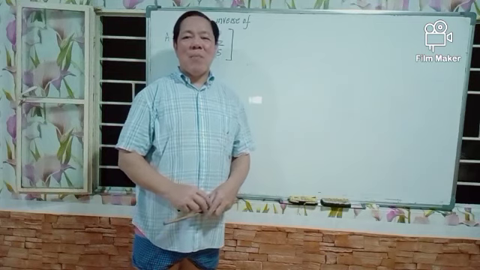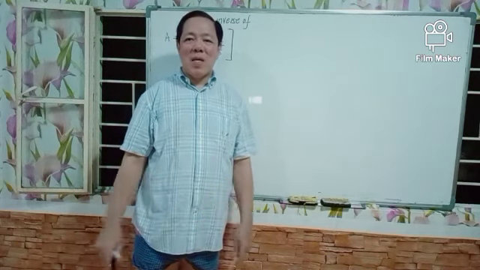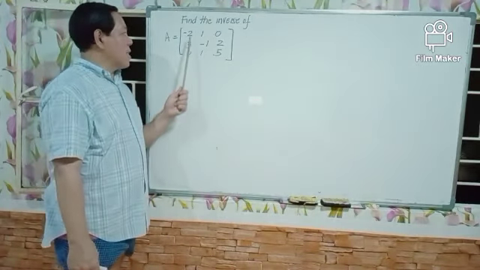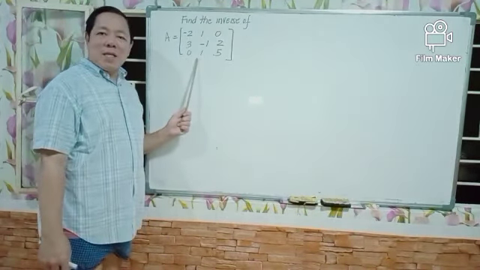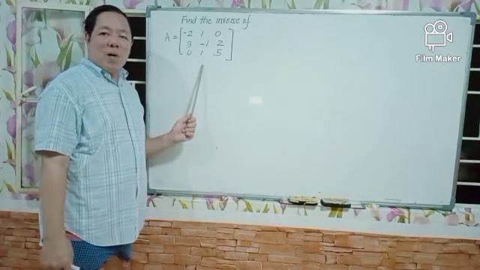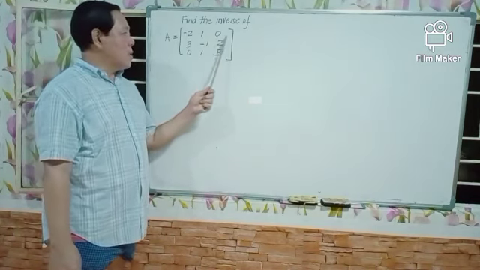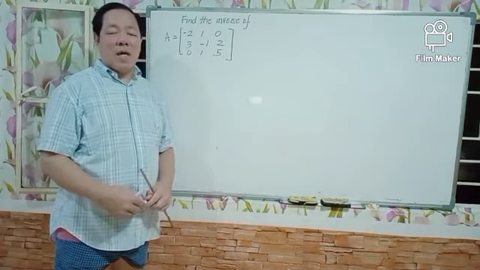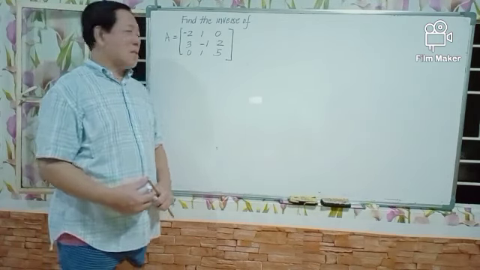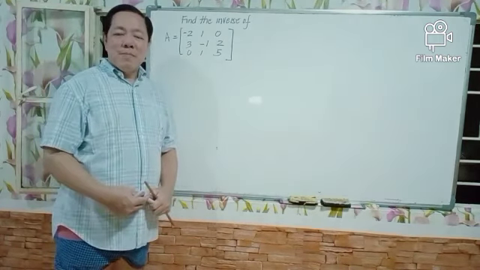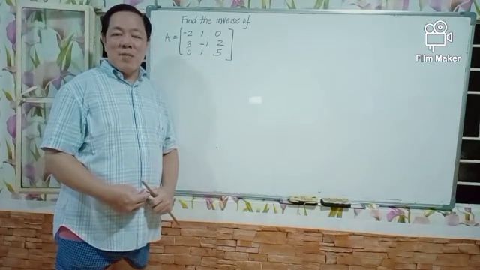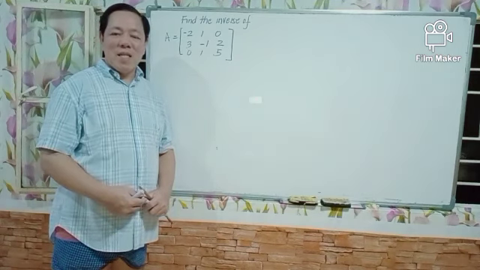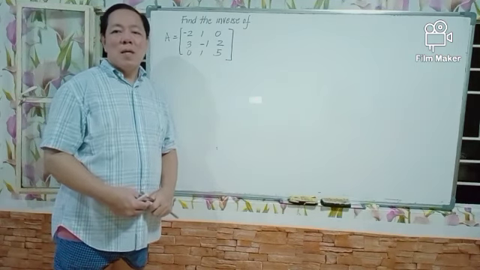For our second example, we find the inverse of the following 3 by 3 matrix. With entries in the first column, negative 2, 3, 0. Entries in the second column, 1, negative 1, 1. And entries in the last column, 0, 2, 5. As what we did in example 1, we write initially the matrix A adjoined with the identity matrix of size 3 by 3, where we have 1 in the diagonal and 0 elsewhere.